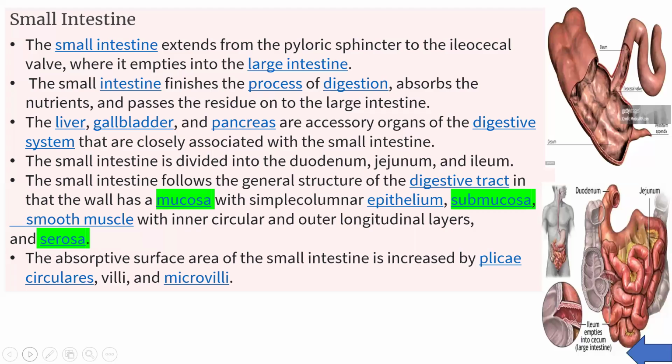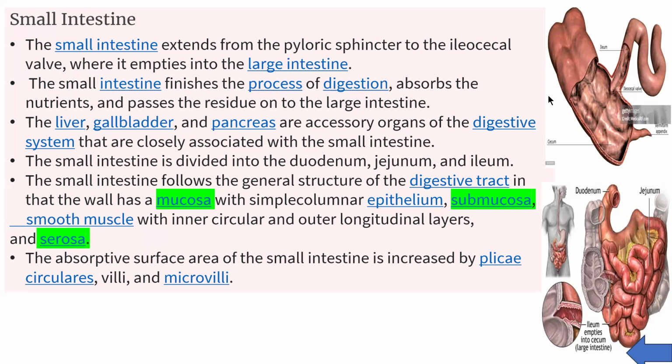The small intestine extends from the pyloric sphincter to the ileocecal valve. So the pyloric sphincter is at the start, and the valve at the end is the ileocecal valve, where it empties into the large intestine. So the small intestine extends from the pyloric sphincter to the ileocecal valve, where it empties into the large intestine.